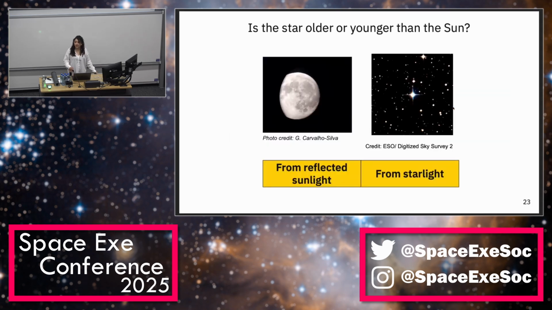And this is basically what I do in my work. So I compare the stellar spectrum with the sunlight, the solar spectrum, from this reflected object. In this case it is the moon, but we could do this with asteroids or dwarf planets, so any object in the solar system that reflects the sunlight. And then we can compare more fairly.